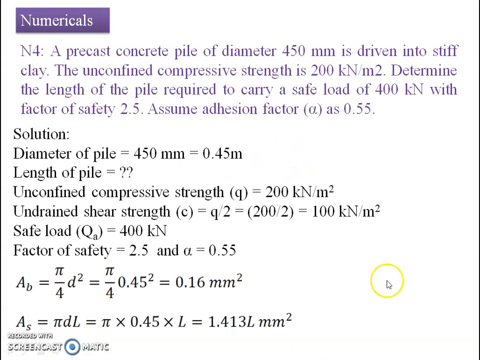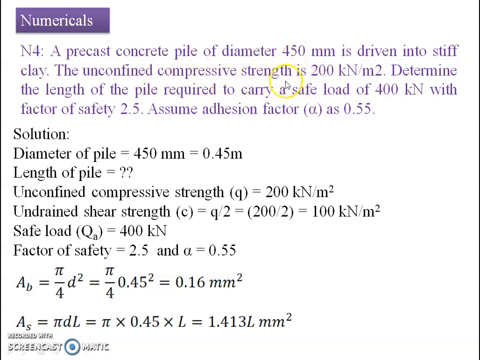Let us move towards numerical 4, which has a statement: a precast concrete pile of diameter 450 mm is driven into stiff clay. The unconfined compressive strength is 200 kN per meter square. Determine the length of the pile required to carry a safe load of 400 kN with a factor of safety 2.5. Assume adhesion factor alpha equals 0.55. In this case, again cohesive soil has been addressed, where the diameter of the pile is known to us. The length of the pile has to be found out.